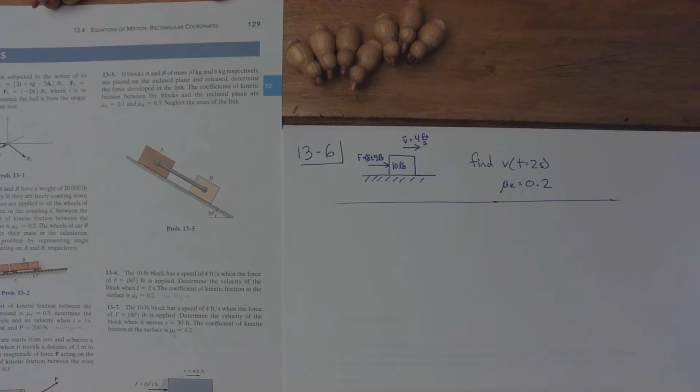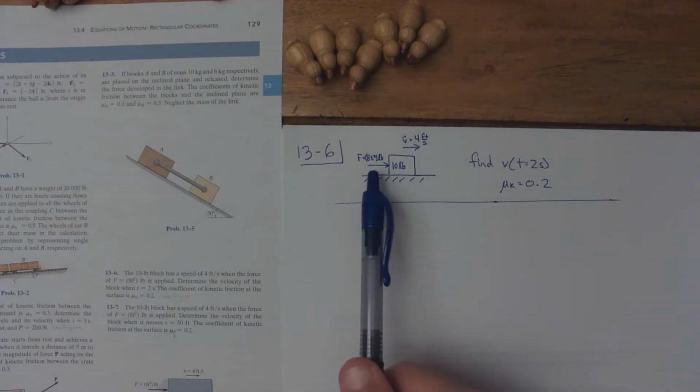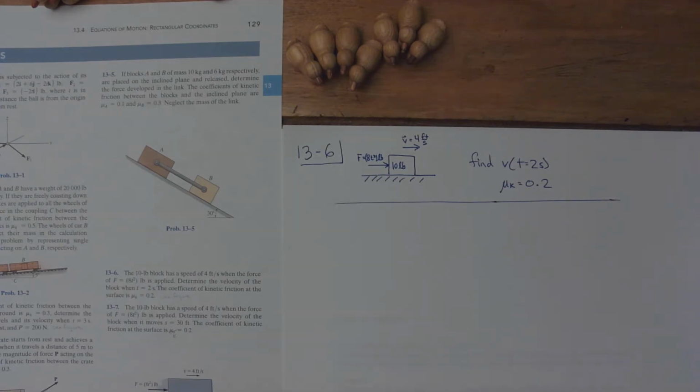This is problem 6 from chapter 13. The 10-pound block has a speed of 4 feet per second when the force of 8t squared is applied. Determine the velocity of the block when t is equal to 2 seconds. The coefficient of kinetic friction at the surface is 0.2.